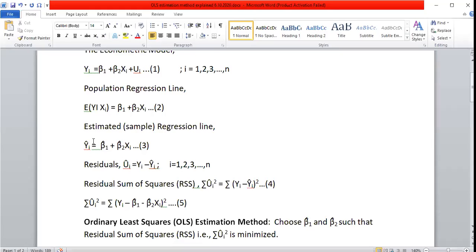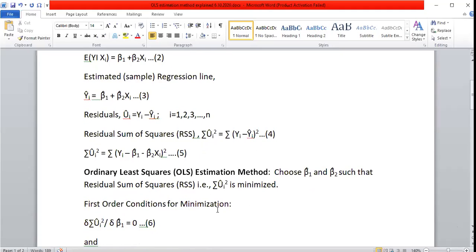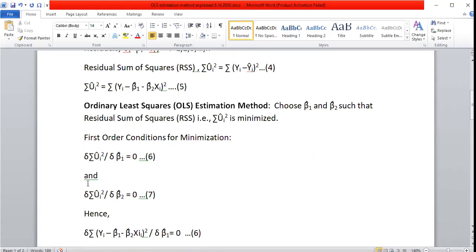Now you want to draw that line such that this RSS, residual sum of squares, is the least, is the minimum. That's why it's called ordinary least squares method, OLS methods. Now it's very simple. Choose that intercept, choose the slope so that the residual sum is minimized. And then you resort to calculus. You differentiate partially with respect to beta 1 hat and with respect to beta 2 hat, set them equal to 0, because the first order condition for minimization is that all these derivatives have to be 0.